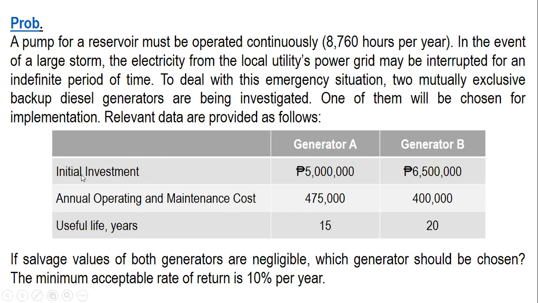For generators A and B, given are the initial investment, annual operating and maintenance cost, as well as the useful life. If salvage values of both generators are negligible, which generator should be chosen? The minimum acceptable rate of return is 10% per year.